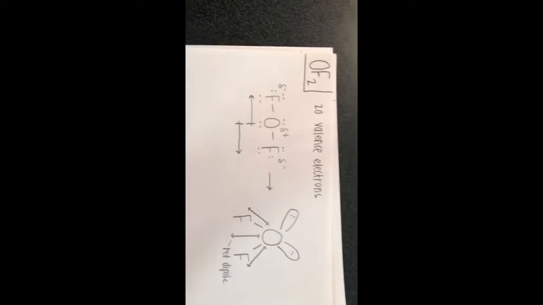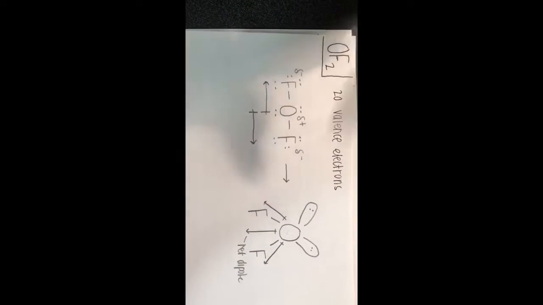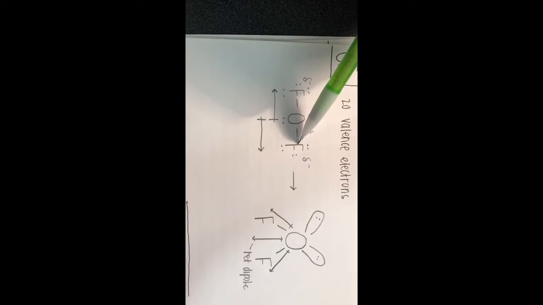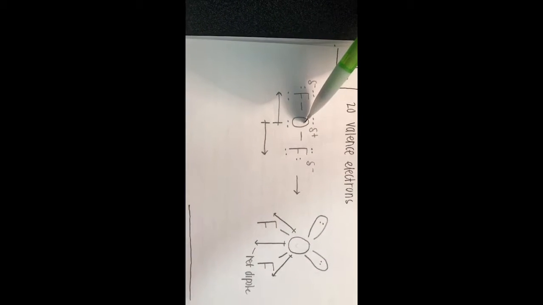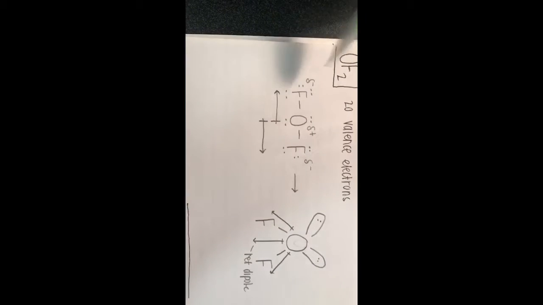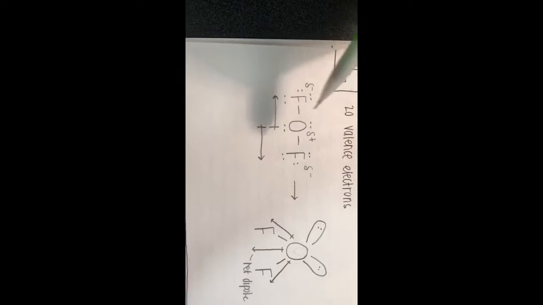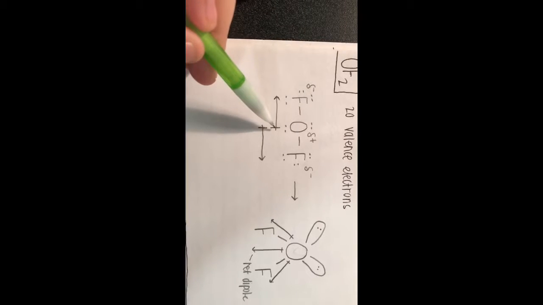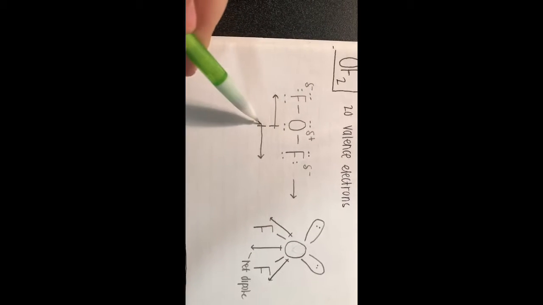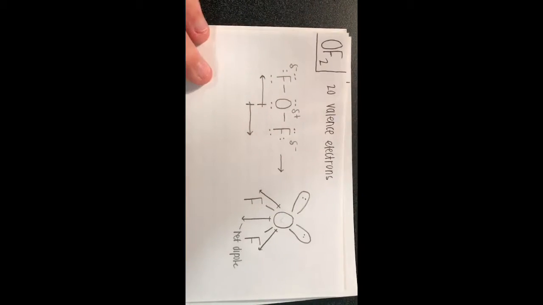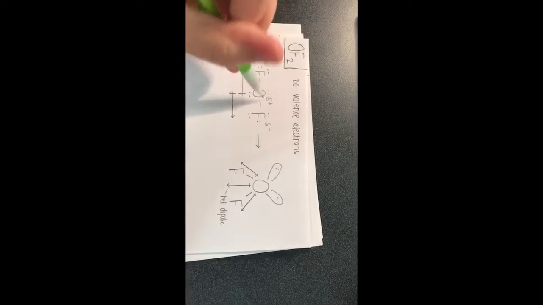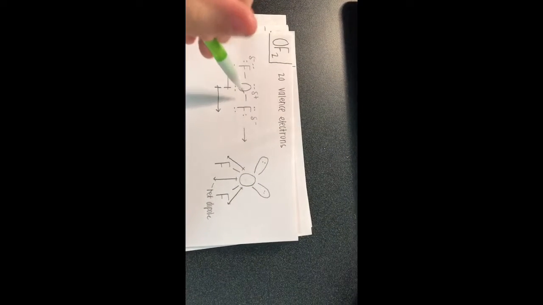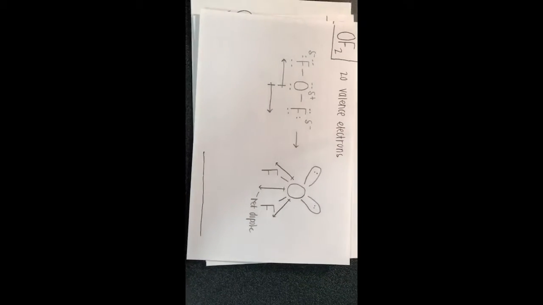So now let's look at our bond dipoles. F has a greater electronegativity than O. So the fluorines will be slightly more negative than our oxygen, which is going to be slightly positive, which means that our bond dipoles will go from the oxygen to the fluorine, from the oxygen to the fluorine. So now let's draw our molecular geometry. So there are 4 domains, which makes it a tetrahedral.